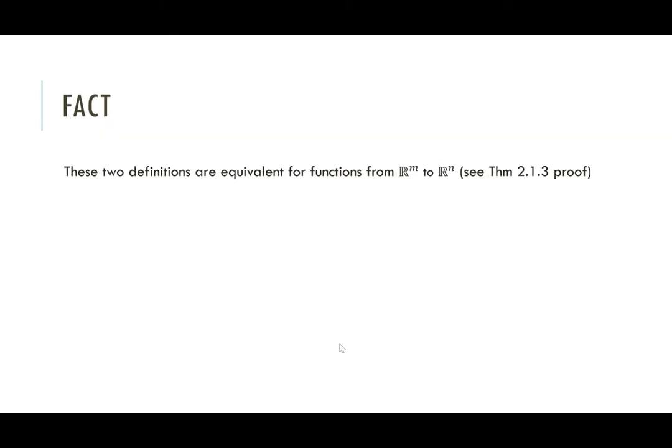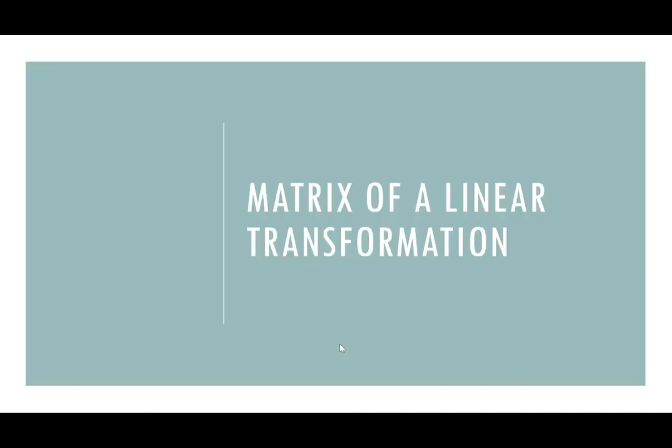Here's a fact. The two definitions are equivalent if we're just talking about functions from Rm to Rn. And your book goes through a proof after theorem 2.1.3. But okay, all right, so we've seen two definitions of a linear transformation. The first one said the linear transformation is one that can be represented by matrix multiplication. The second one gives you a test for it, but neither one straight off the bat tells you how to find the matrix of a linear transformation.